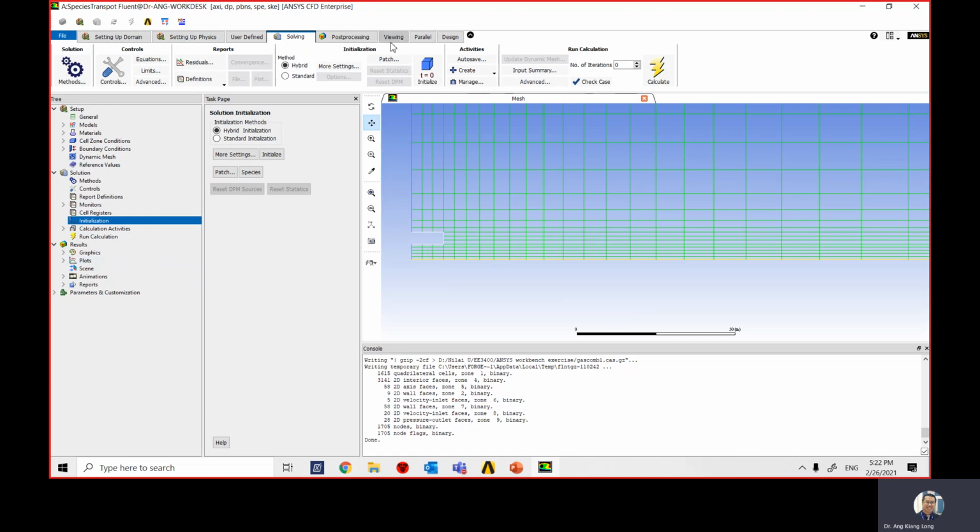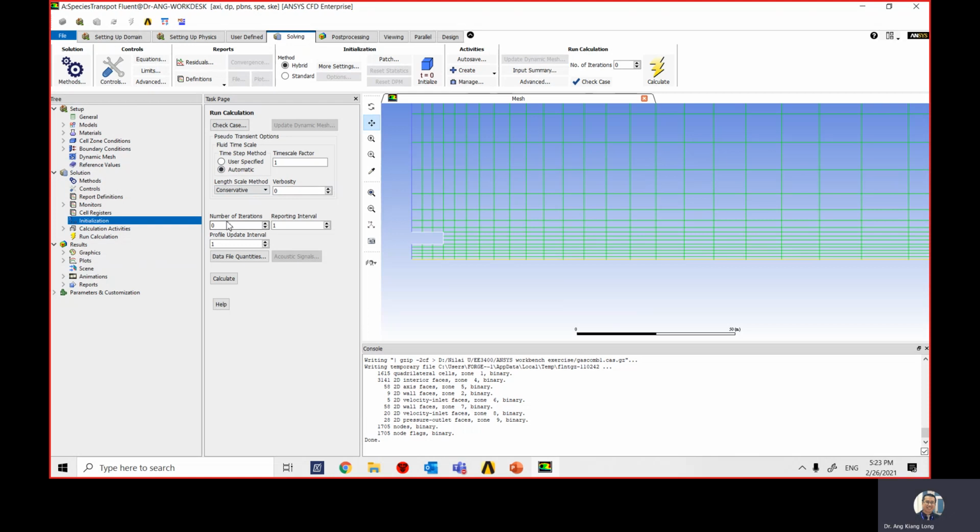So you go to run calculation advanced here. We're going to change this one to 200 iterations. And also we will change the length scale method from conservative to aggressive. Right, the length scale method we changed from conservative to aggressive. Now, why do we change to aggressive?